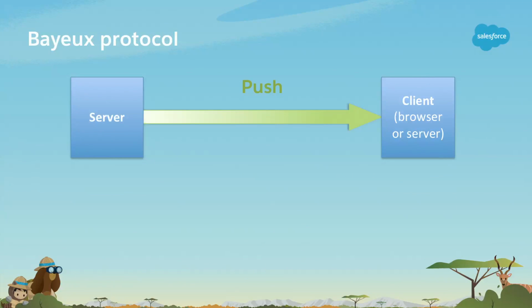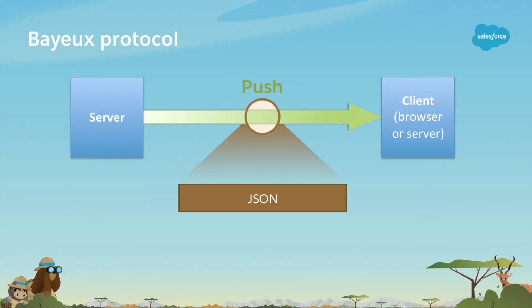Let's now see how the Bayeux protocol works. The platform events are actually relying on a push system. Just like event-driven architectures, we are pushing messages from the server to a client. The client can be a browser, generally, or it can also be another server. That's perfectly acceptable. Now, this Bayeux protocol is actually based on using JSON. That's the structure of the data that it contains.